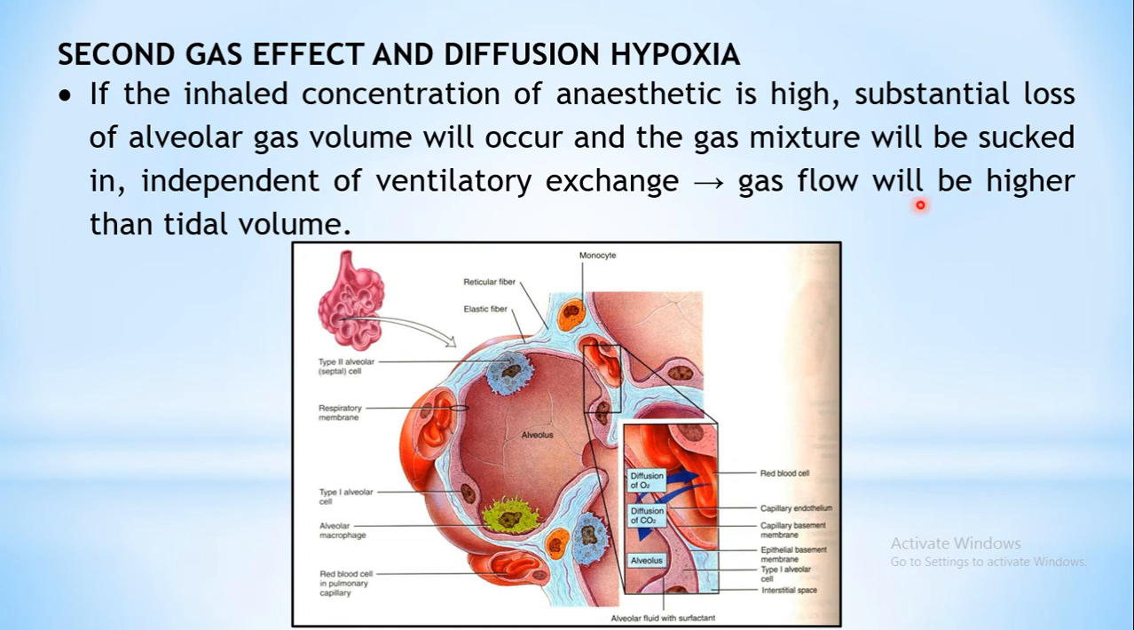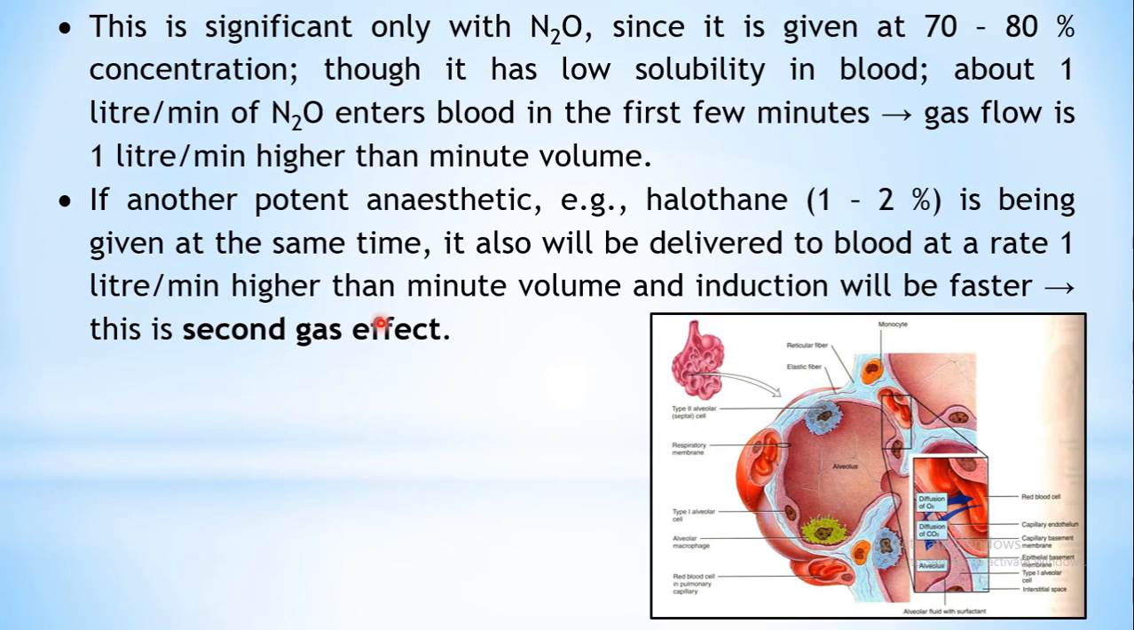So gas flow will be higher than the tidal volume, that is the amount of air which you breathe in during a single breath. So the entry of the gas into your lungs will occur at a much faster rate, because it will be entering your blood at a faster rate as its concentration, or its partial pressure, is very high over here. Now this is significant only with one inhalational anesthetic which is found in the gaseous form. Nitrous oxide is the only anesthetic which will show this type of phenomenon.